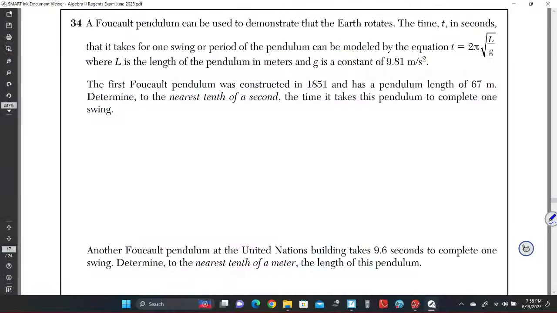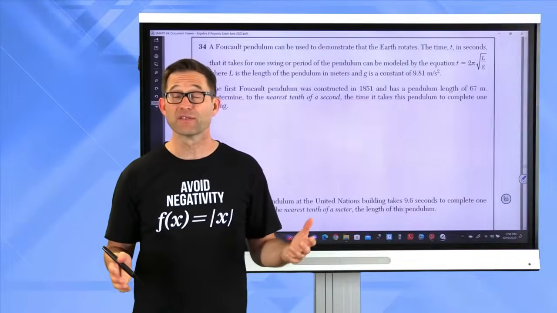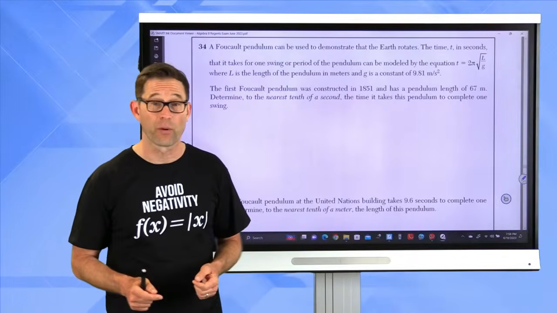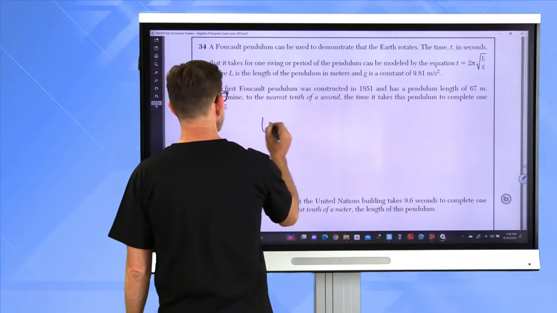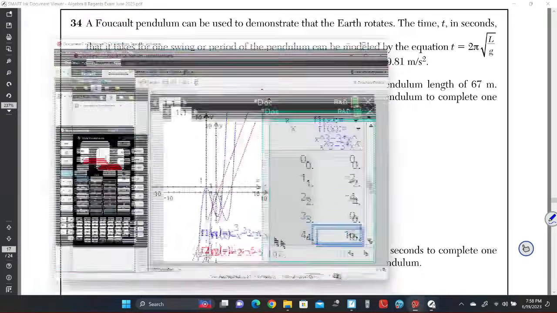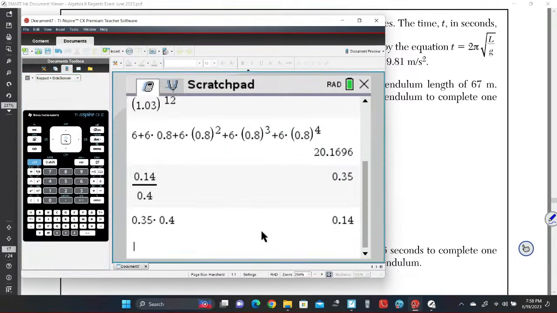Anyway, determine to the nearest 1/10 of a second the time it takes this pendulum to complete one swing. Well, this really isn't math. This is more physics than math, and it's not even physics so much as just plugging numbers into a formula. So the formula says the amount of time it's going to take is going to be 2 pi times the square root of the length of the pendulum in meters, which is 67, divided by the acceleration due to gravity, which is 9.81. So it's just plug that into the calculator. That's just it. You know, there's nothing more, nothing less on it than that.